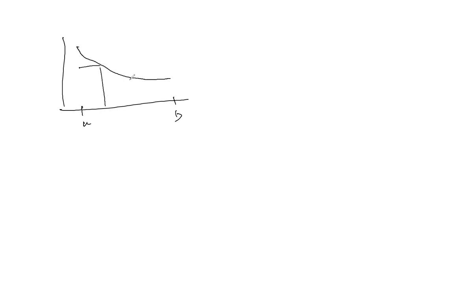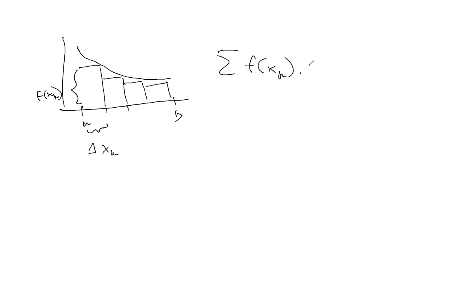I chopped my interval up into pieces, and I drew rectangles in each of those pieces. And then I added up the areas of these rectangles. So what is the width of that rectangle? Let's call that delta xk. And what's the height? We'll call that f of xk. And then my approximation to this area is going to be this. It's a finite sum.